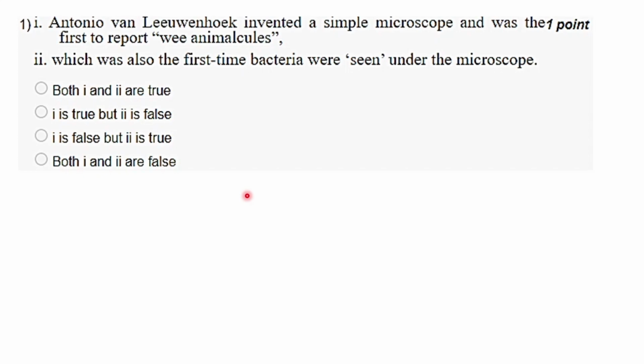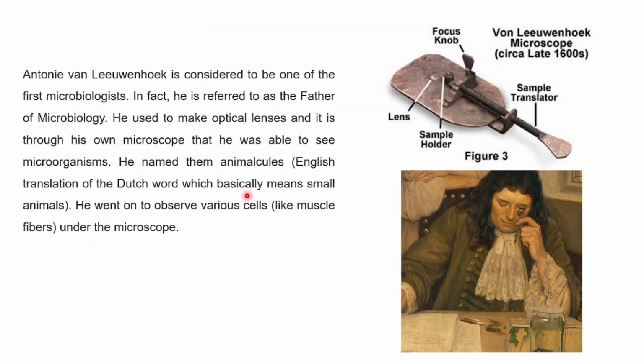But then I searched, and apparently Antonio van Leeuwenhoek invented the simple microscope, and the correct answer is A. Even I thought it might be B, but Antonio van Leeuwenhoek invented the simple microscope, and he was also the first to report microorganisms he saw under the microscope. If we talk about him a little bit, he's considered one of the first microbiologists, the father of microbiology, and he used to make optical lenses, and it is through his own microscope that he was able to see the microorganisms.